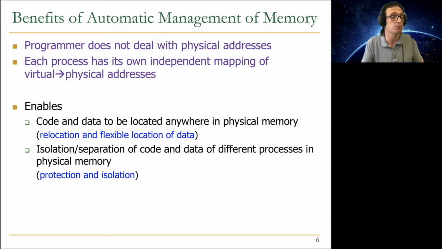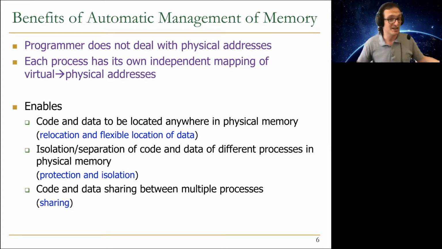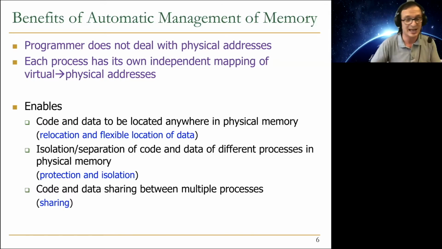But today, almost all systems are multi-programming systems. And if you want protection and isolation, virtual memory is one way of doing it. Code and data sharing between multiple processes also becomes easier. This is called sharing in general, because by just having a mapping mechanism, you can map different virtual addresses in different programs to the same physical address so that they can share data, for example. So this mapping mechanism between virtual and physical addresses enables multiple benefits, as you can see, and as we will see in a bit more detail.